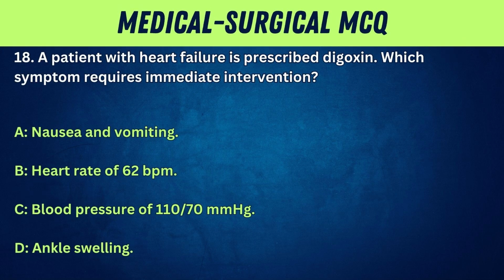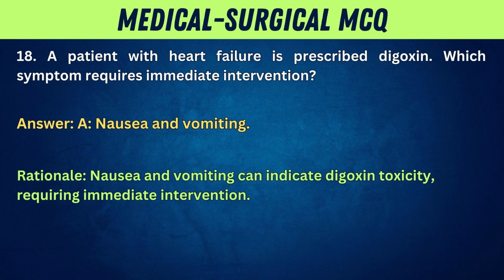18. A patient with heart failure is prescribed digoxin. Which symptom requires immediate intervention? A. Nausea and vomiting. B. Heart rate of 62 bpm. C. Blood pressure of 110/70 mmHg. D. Ankle swelling. Answer: A. Nausea and vomiting. Rationale: nausea and vomiting can indicate digoxin toxicity, requiring immediate intervention.